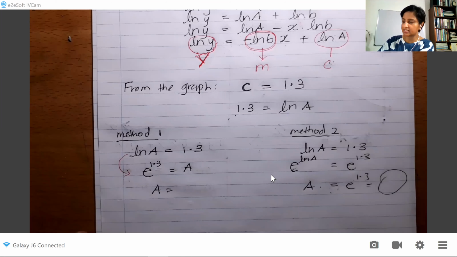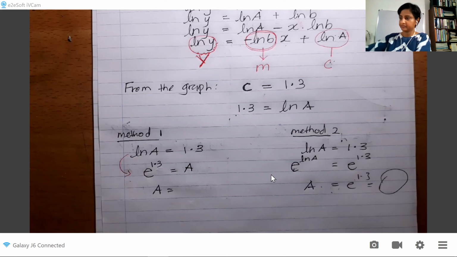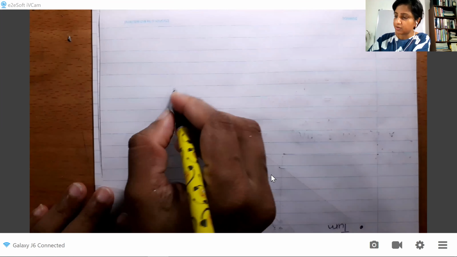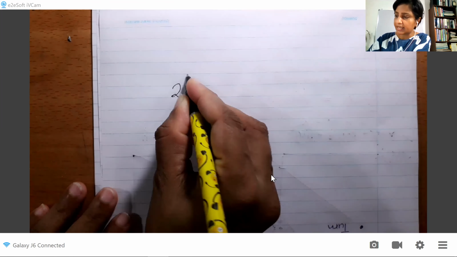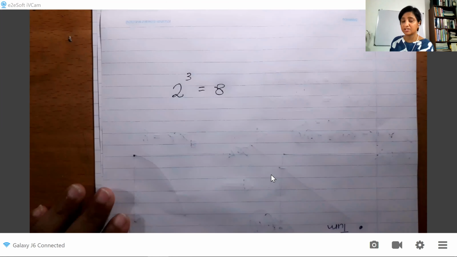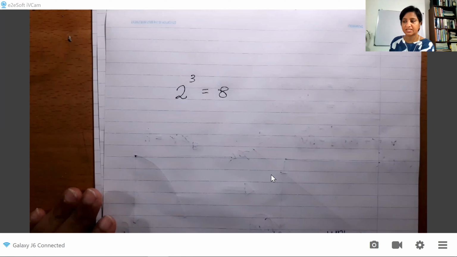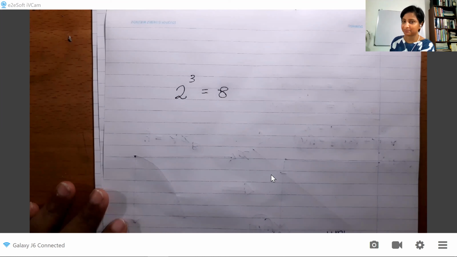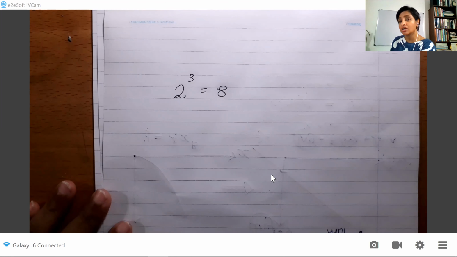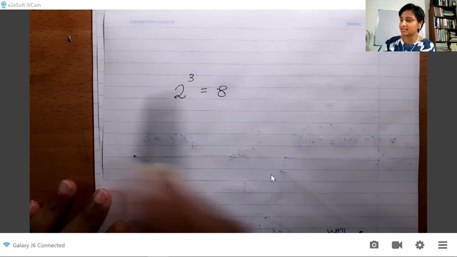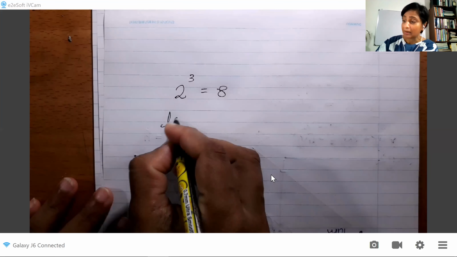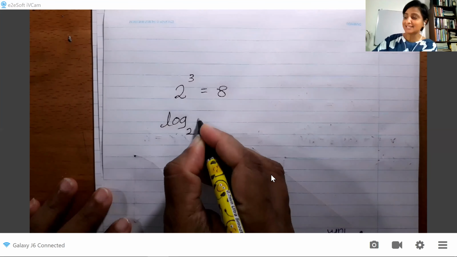Now Hatvi said he didn't understand this. Let me go back and take a different, solid example. If you have 2 to the power of 3 is 8, this is an exponential statement. Does everyone understand the statement? 2 to the power of 3 is 8. The same relationship I can write as a log statement: log base 2 of 8 is equal to 3.